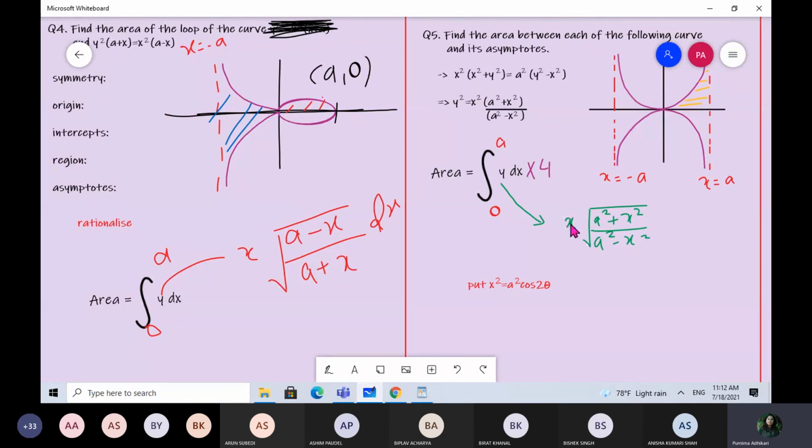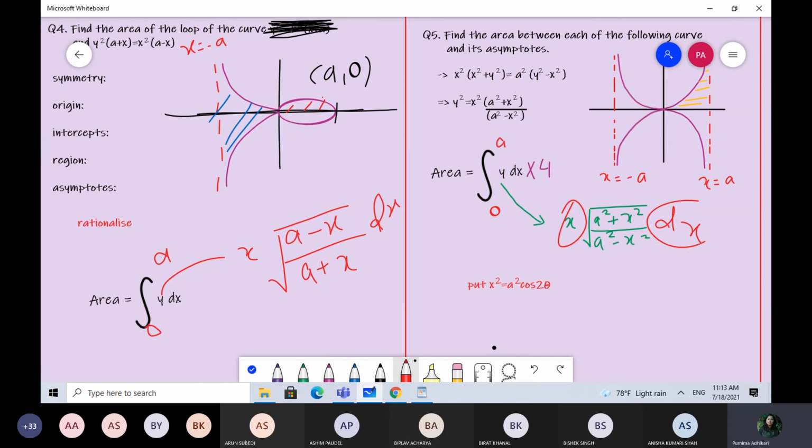So this x also goes away along with it, x into dx, which is multiplied by dx here. You will get x dx in terms of something d theta. What will be that something? It will be minus 2a square, sin 2 theta d theta. Okay, d theta.